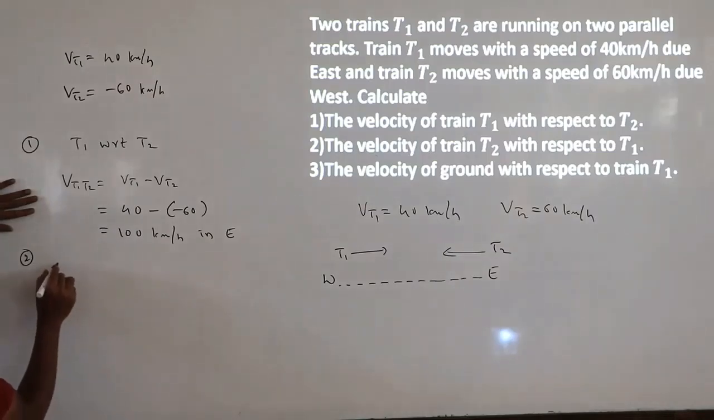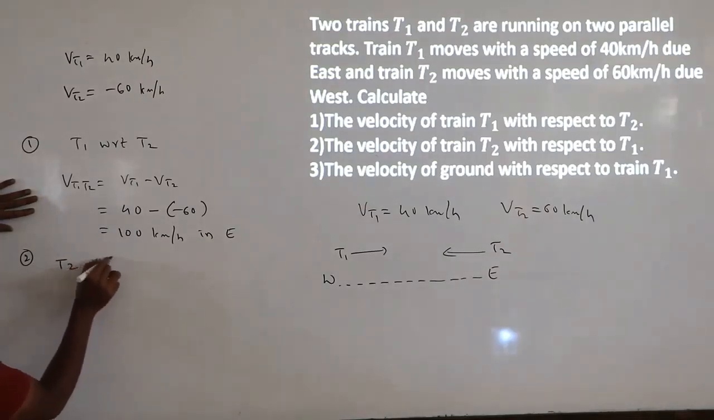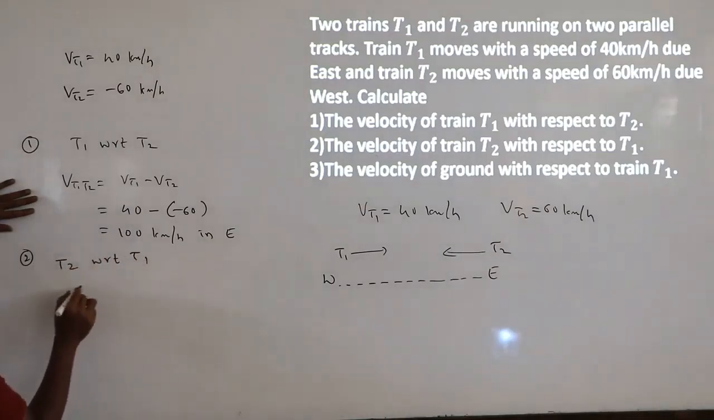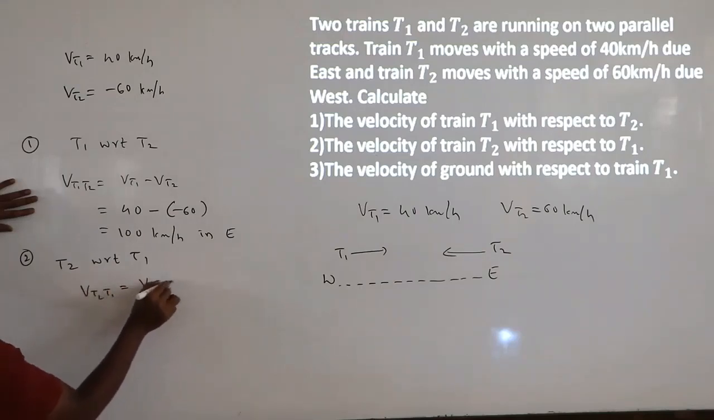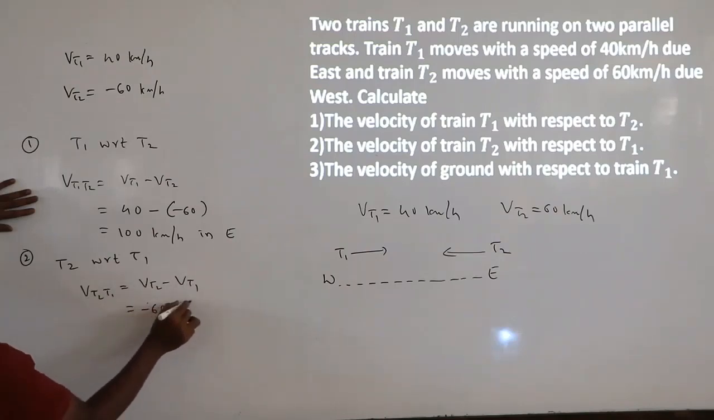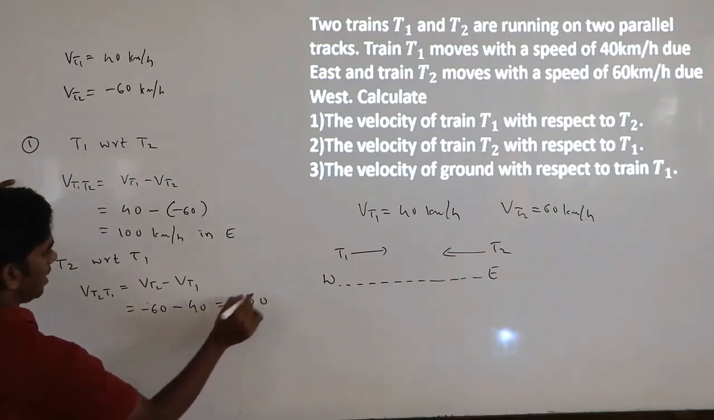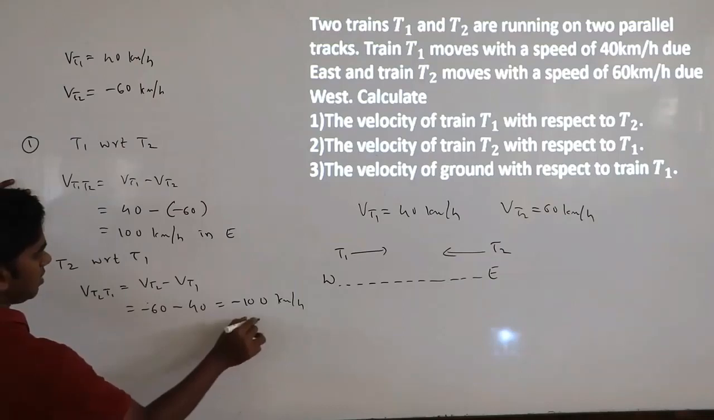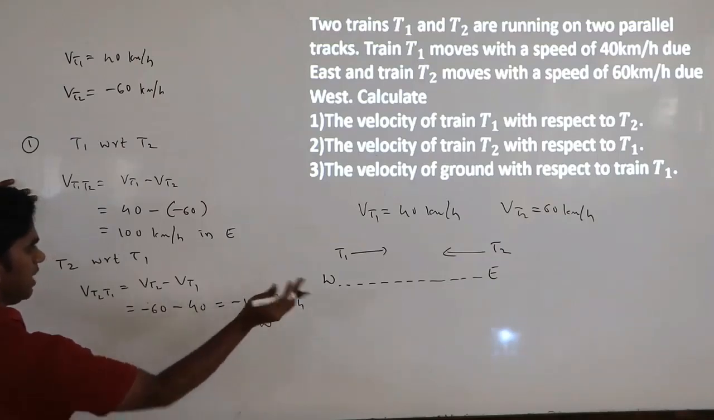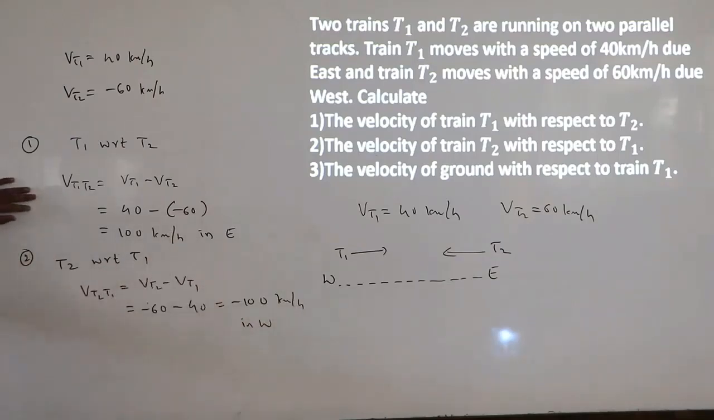Next is the velocity of T2 with respect to T1. That is V of T2 minus V of T1. V of T2 is minus 60, V of T1 is 40. So minus 60 minus 40 becomes minus 100, so 100 km per hour. In what direction? In the opposite direction, west. So negative means opposite, positive means forward: positive means east and negative means west.